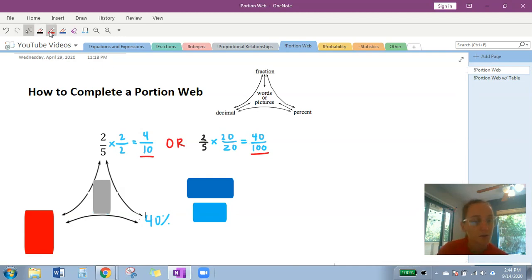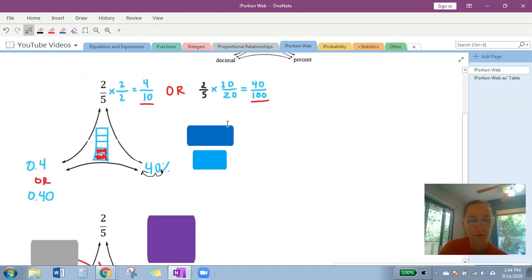And then to turn it into a decimal, remember the decimal always starts after the number. And I want to move it 2 places to the left. So my decimal is 0.4 or 0.40. You could drop that 0 if you want. So I just move it 2 places to the left. And then in the middle, I did a picture, so I just decided to do 5 little sections, and I colored in 2 of them for 2/5.